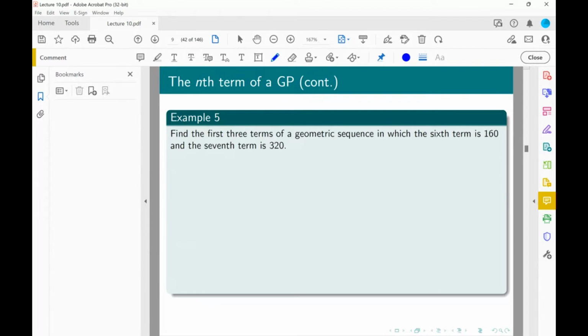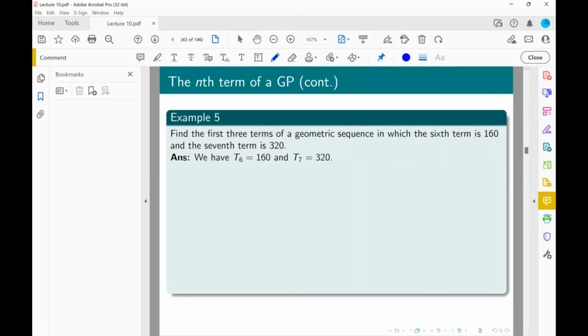Let's check this one. Find the first 3 terms of a GP in which the 6th term is 160 and the 7th term is 320. Well, can we work out what the first 3 terms would be, if we're given that T6 is 160 and T7 is 320? Is it pretty obvious what the ratio is, by the way? Yeah, in this case it's just 2 consecutive terms, so it's going to be 2.